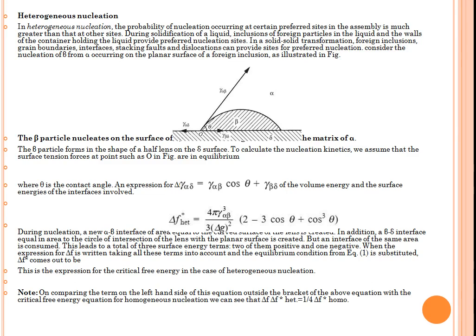Here theta is the angle of contact, where gamma alpha delta equals gamma alpha beta cos theta plus gamma beta delta, that is the volume energy and the free surface energy. If you substitute delta F heterogeneous in the above equation, you will get the expression for critical free energy in the case of heterogeneous nucleation. By using the equations for both homogeneous and heterogeneous nucleation, you can tell the free energy available in each case.